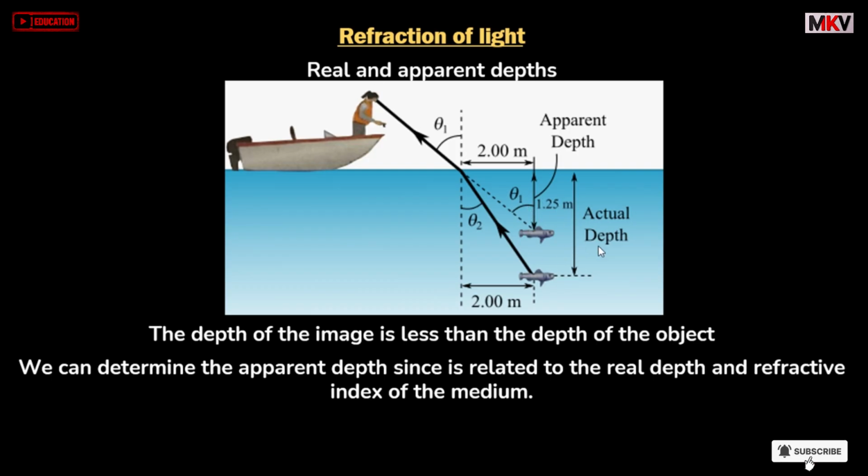We can therefore determine the apparent depth since it is related to the real depth and the refractive index of the medium. There's a relation between the real depth, the refractive index, and the apparent depth. The equation is sine theta 1 over sine theta 2 is equal to n1 over n2, and this is also equal to the apparent depth over the real depth. So we can determine the apparent depth of the object if we know the refractive index of the two media and the actual depth of the object.